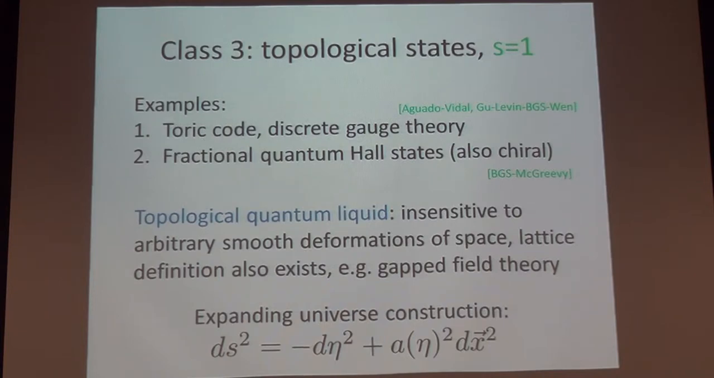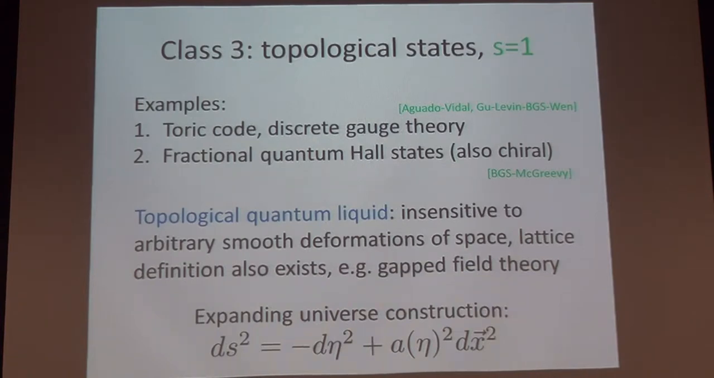And this should be contrasted with another model I'll talk about tomorrow, called Haah's code, which does not have this property. So it depends sensitively on what size region you put it in. But a quantum Hall state is a liquid. It flows. It doesn't care about the precise geometry of space. And so a hand-wavy definition of a topological quantum liquid is some state of matter which is insensitive to smooth deformations of geometry.